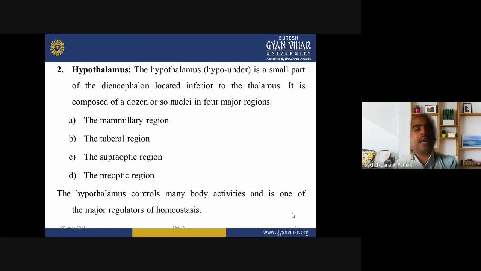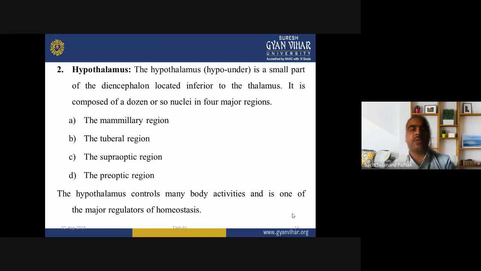After the thalamus, it will be the hypothalamus. Hypo means under. So it's a small part of the diencephalon located inferior to the thalamus. So जो thalamus के नीचे पाया जाएगा वो hypothalamus हो जाएंगे. And it is composed of a dozen or so nuclei in four major regions.